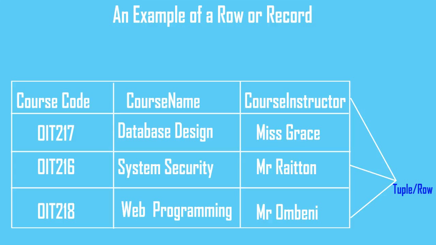Now let us look at records. Records contain fields that are related, such as a customer or an employee. A tuple is another name used for a record. When we look at this example of a record, we are using the same table: course code, course name, and course instructor. We can see that we have 3 records in this table for different courses that are being taught in this particular organization. Now let us look at degree. Degree is the number of attributes in the table.